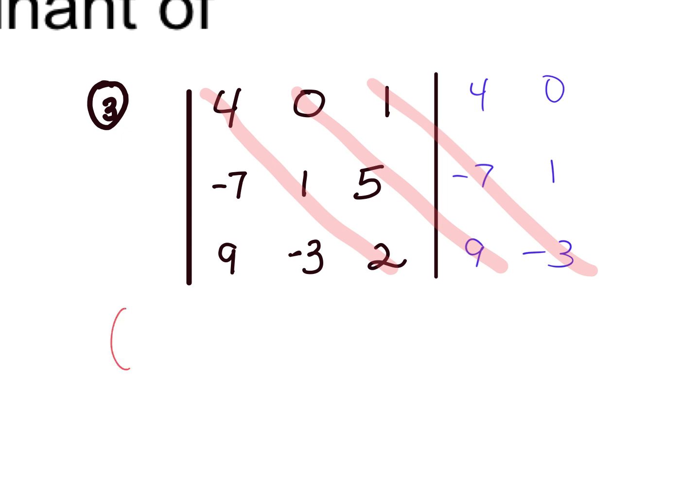Multiply. 4 times 1 times 2. 8. 0 times 5 times 9. 0. 1 times negative 7 times negative 3. 21. Perfect. What goes in the middle? Minus sign. That's very important. And then my 3 minors, my little ones.